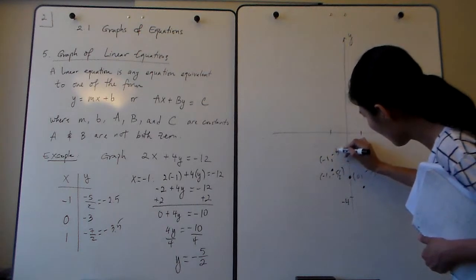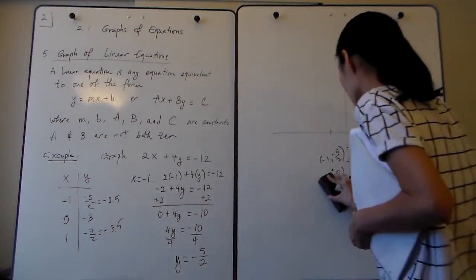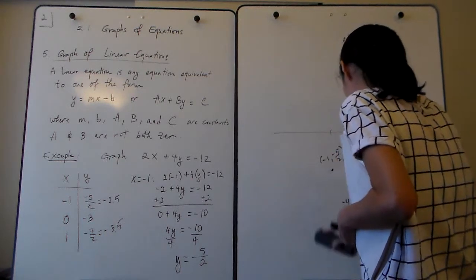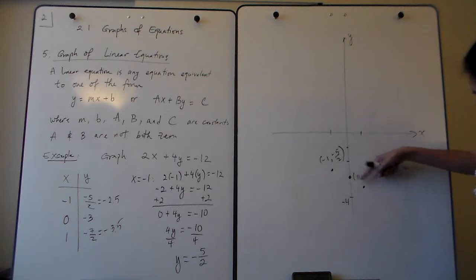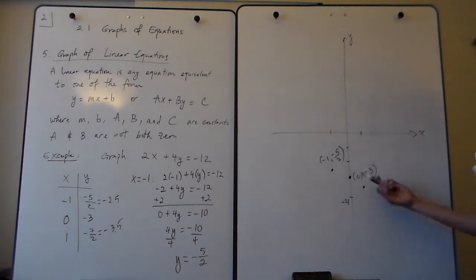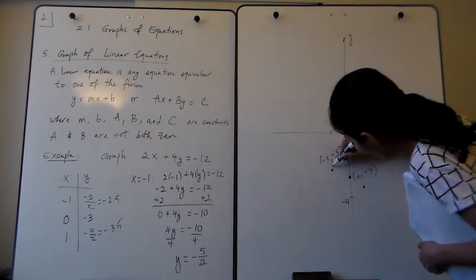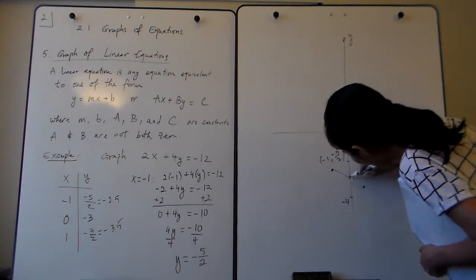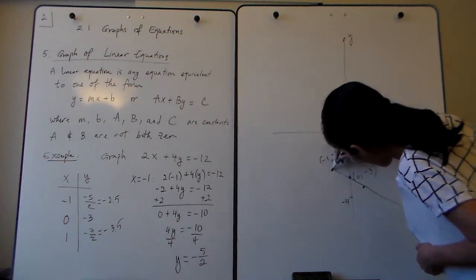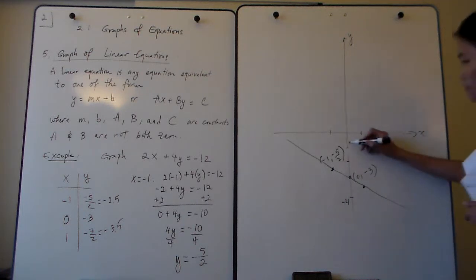Just rewriting this one on top, so it's not in the way of all the points. So you can see that these points are close together and they align with each other, right? So if you connect them all together, you get a line. Okay.